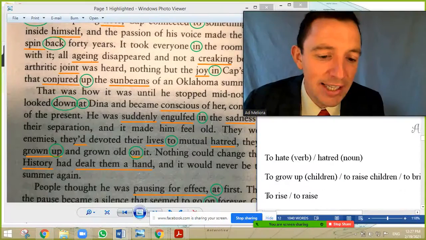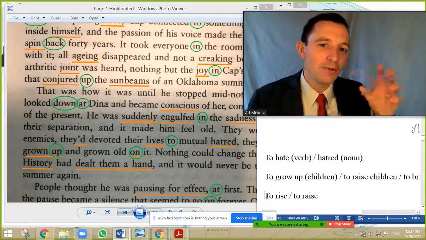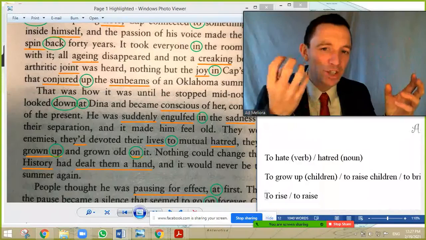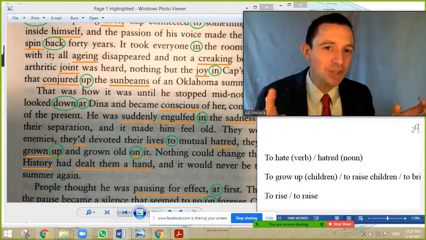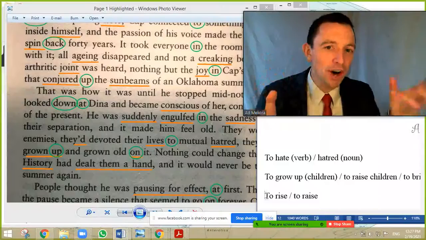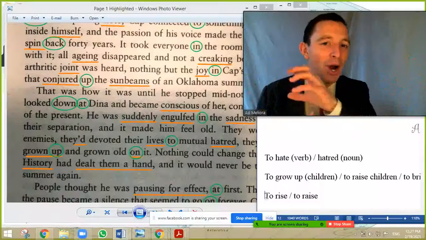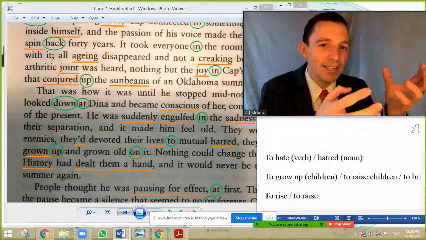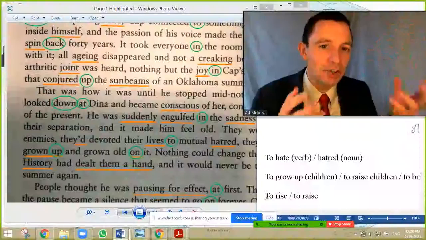So to rise is typically maybe the temperature as the subject. The temperature rises, the price rises. So when it's the subject, like price, temperature, we say the temperature, or the sun rises, the temperature rises, the price rises. But if it's the person, normally it's raise. I raise the child, I raise my hand, I raise a question, is to introduce a question.